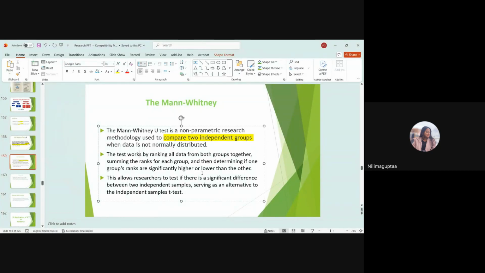Actually, there is a whole team when you do your PhD. You will have to hire that software and the person doing that. You might conduct your research, but there is a statistical team who does this and gives it to us. So this allows the researcher to test if there is a significant difference between two independent samples, serving as an alternative to the independent samples t-test.